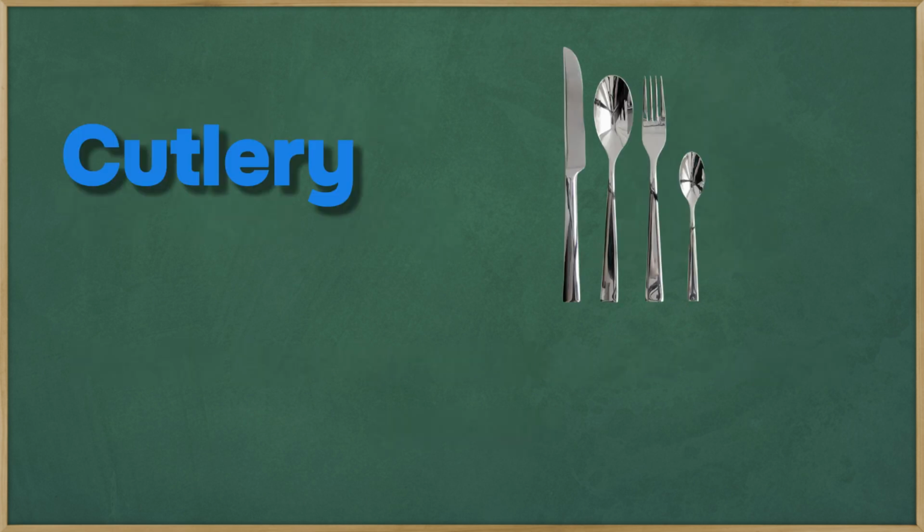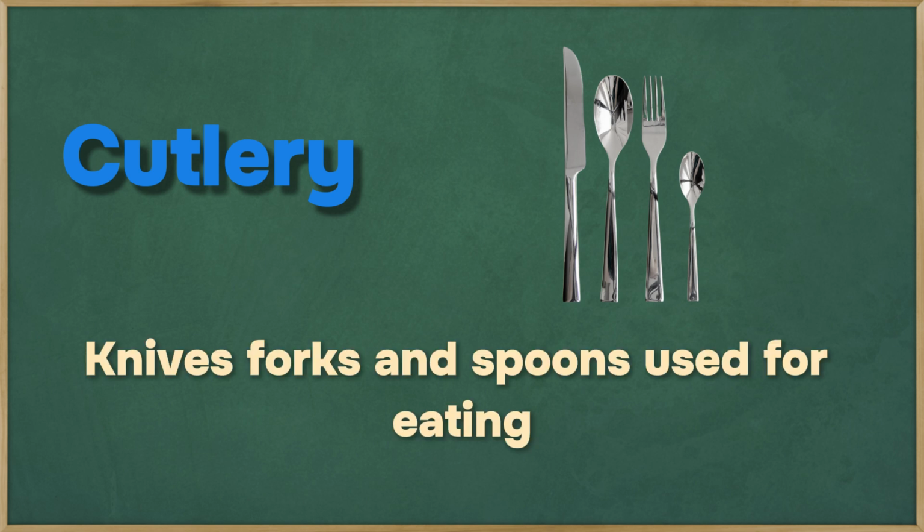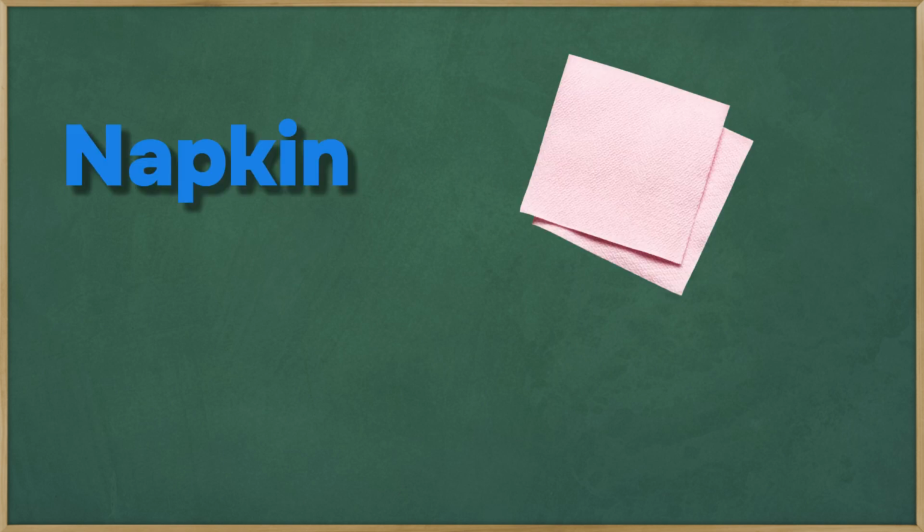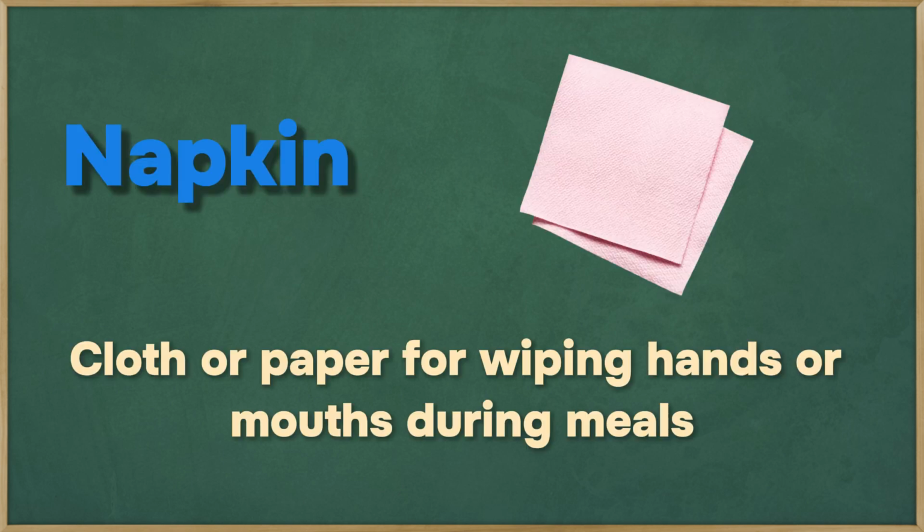Cutlery. Knives, forks, and spoons used for eating. Napkin. Cloth or paper for wiping hands or mouths during meals.